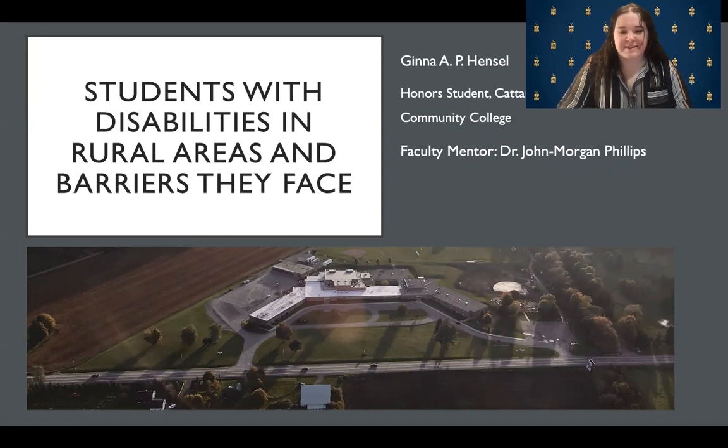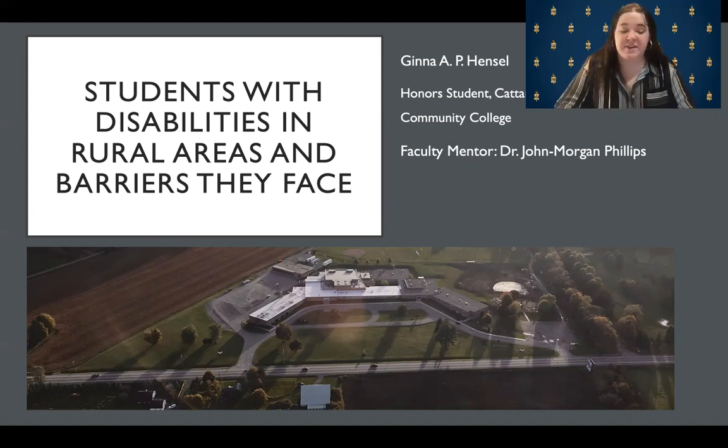And also, before I get started, I'd like to point out what this picture is on the screen. This is an aerial shot of my school, Ellicottville Central School, which services grades pre-K through 12. As you can see, it's a really small school in a rural area. So this topic hits close to home for me. I'm very passionate about it.